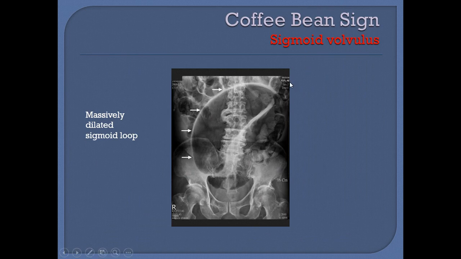Coffee bean sign. It is seen in sigmoid volvulus. You can see this inverted U or coffee bean sign. Have you seen a coffee bean? Any of you? You can see a small dimple, an uncovered area in the middle of the coffee bean, and this is the massively dilated sigmoid loop.